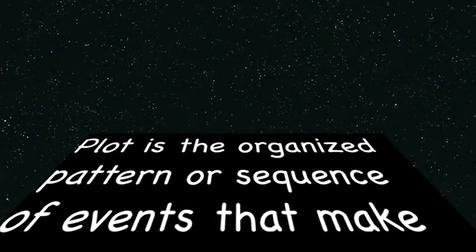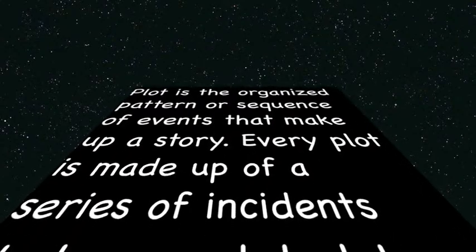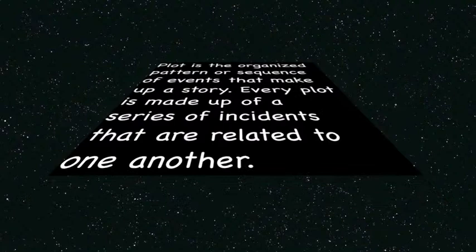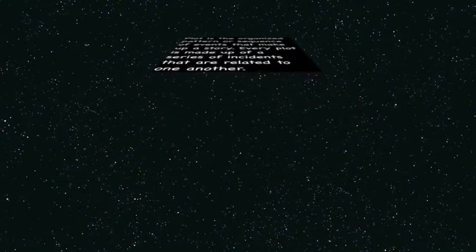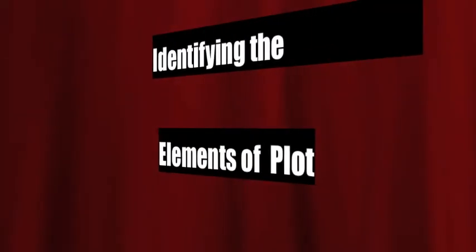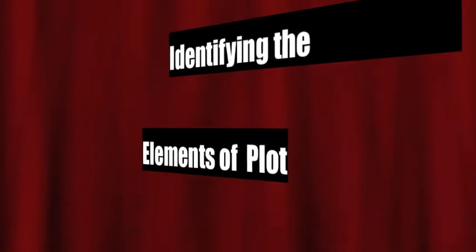Plot is the organized pattern or sequence of events that make up a story. Every plot is made up of a series of incidents that are related to one another. Let's take a look at some of the properties or elements of plot.